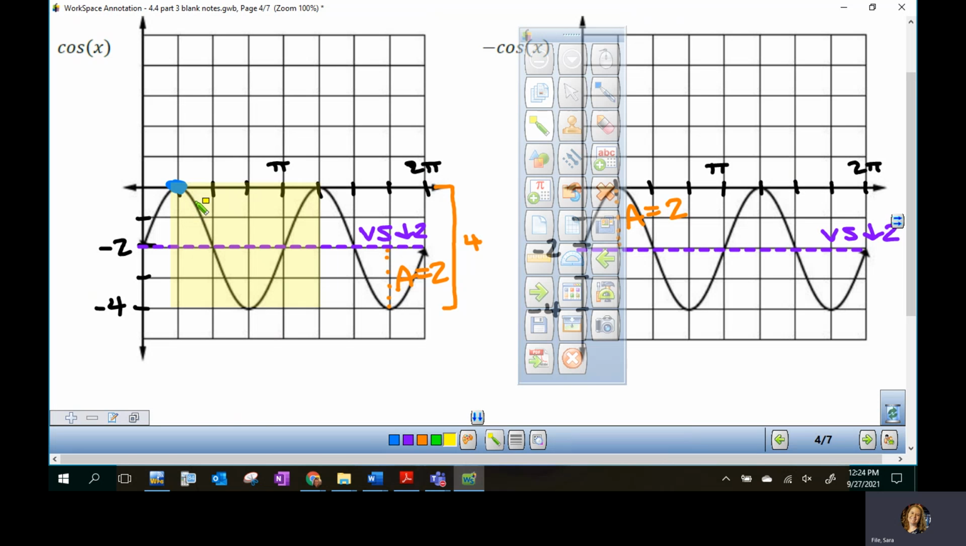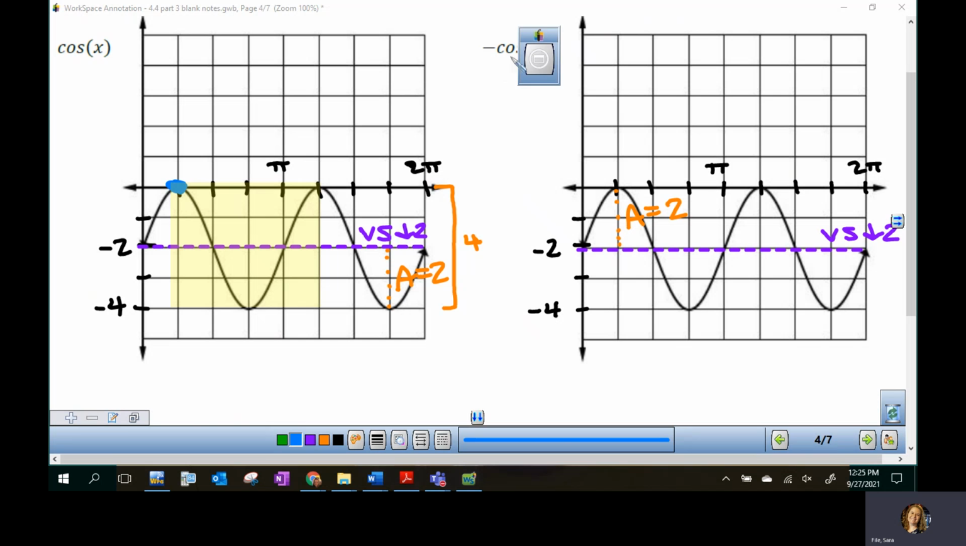Now, for the sake of doing this work in class and trying to have the same answers, we're always going to pick the one closest to the x-axis, unless it's specified which one you're supposed to use. So I'm just going to use this first peak as the beginning of my cosine cycle. So I'm going to look at this highlighted one.